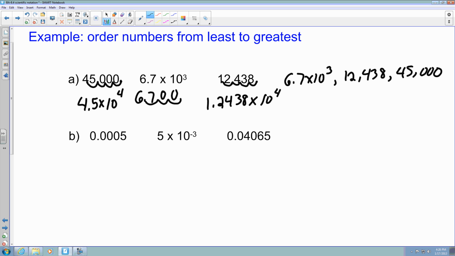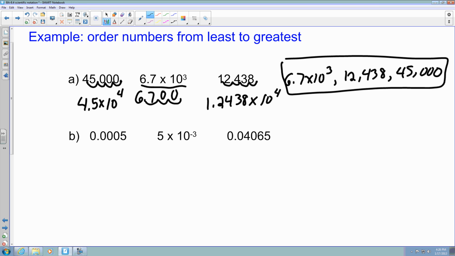Sorry about that. And then you can look at it in scientific notation and say, okay, my least greatest one would be this one because it's to the third power. And then you look at the two values that are in the fourth power, and 4.5 is larger than 1.2438. So either way, you still come up with the same result. This is the least to greatest for example A.